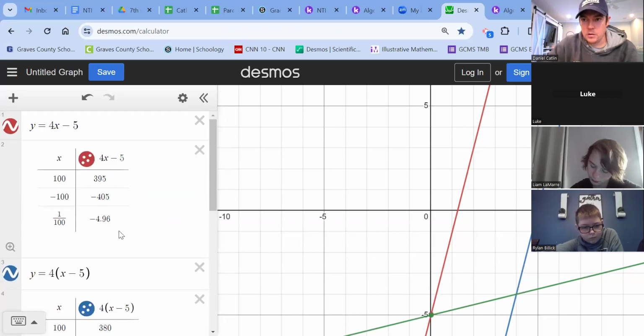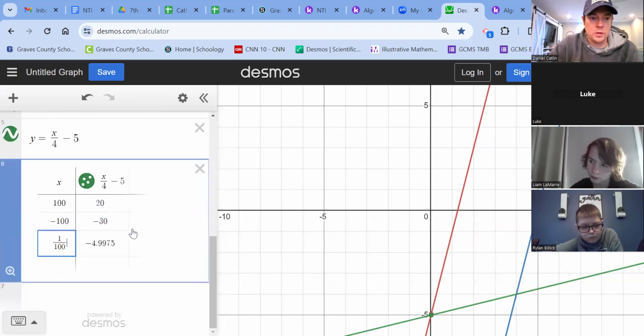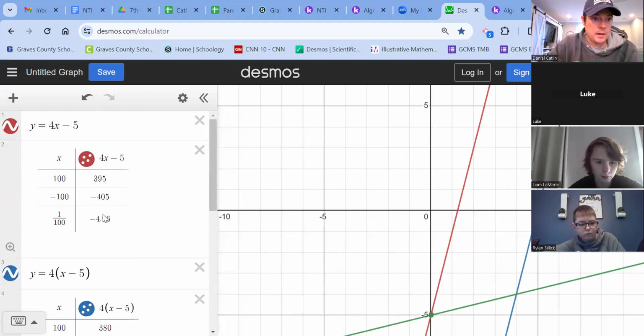What is bigger, negative 4.96 or negative 4.9975? Which of those is larger, h of x with this one or the first one, f of x, negative 4.96. Yeah, nice, Liam. Negative 4.96 is larger. Barely, barely. That's why I think technology is helpful for that one, because it's a weird fraction. You get decimals that are close to each other. So f of x, the first one, has the biggest output.